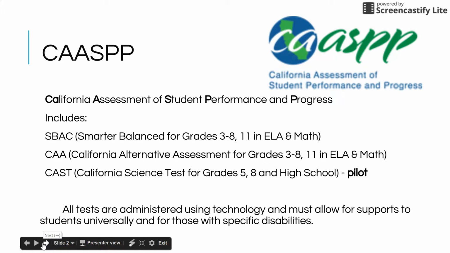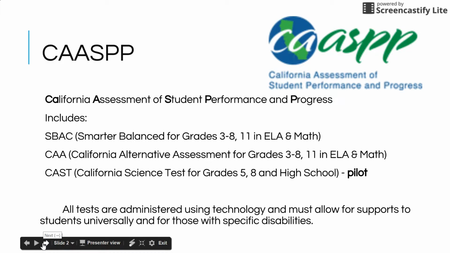All tests are administered using technology and therefore must allow for supports for all students universally and also for those with specific disabilities. The goal really is to provide students with an opportunity to display their knowledge and learning, not only during classroom instruction and classroom assessments, but also these statewide assessments.